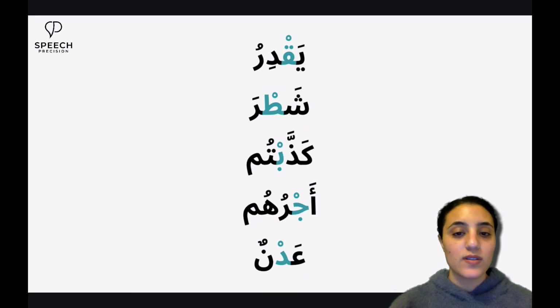Now we're going to say a few words that have our letters of qalqalah with a sukoon in the middle. Repeat after me. Yaqdiru, yaqdiru, shatara, shatara, كذبتم, أجرهم, عدن.